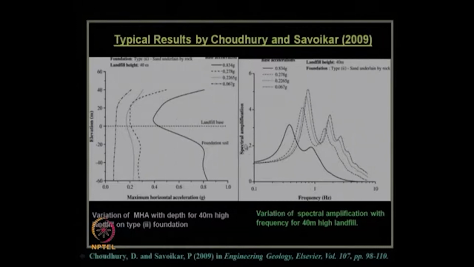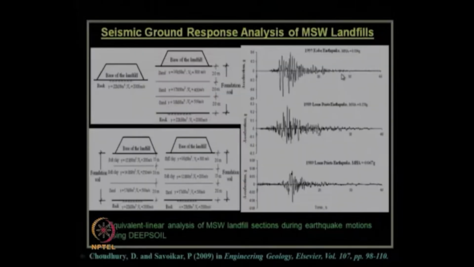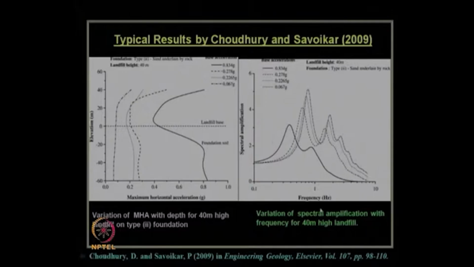Similarly, the spectral amplification is shown over here for various input accelerations for this landfill of height 40 meter, which is founded on type 2 foundation. Type 2 is nothing but, as shown over here, this type 2 foundation, and the variation along with frequency has been shown over here. So, these are very useful when somebody is going to design any landfill of say 40 meter height at this site using this type of foundation soil.